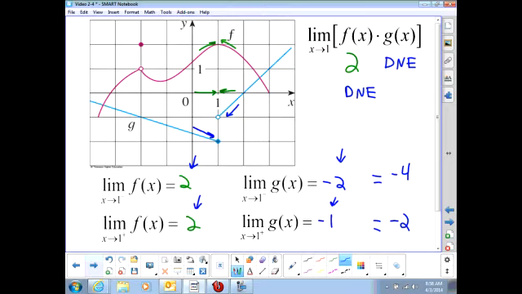An example of how it could have worked is, say, f of x's left-hand limit was 2, and g of x's left-hand limit was -4. And then what if this was now a 4 instead of a 2? Well, now neither limit exists on its own, but when you multiply both of them, we would have 4 times -1 to give us -4, so they would match up. So then our product limit would work. Basically, if one of them does not exist on its own, you have to examine it a bit further.